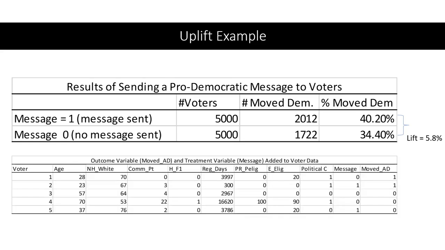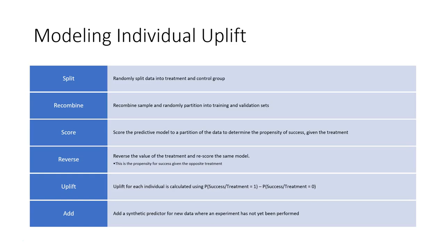And so now we can take the data and augment it to reflect if the voter received a message and if they moved in the Democratic direction. So now we can develop a model with moved underscore AD as our outcome variable and the various predictor variables that we already have, including the treatment of if they received a message. So on the next slide, we're going to look at a few examples.